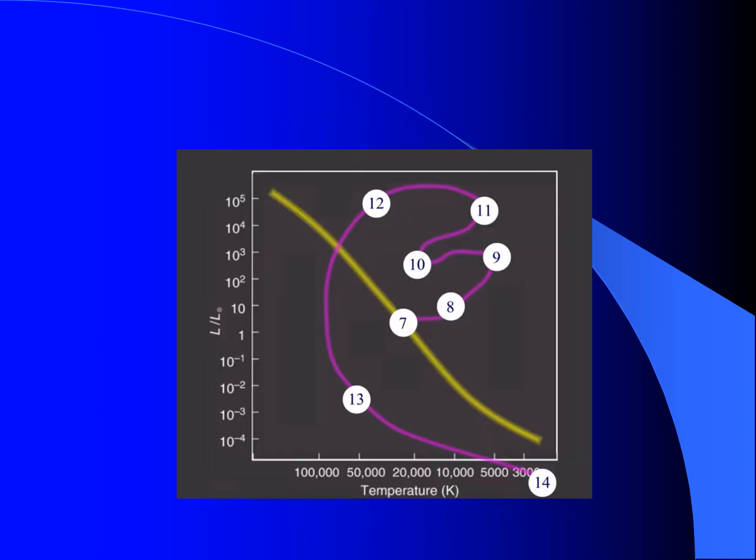Okay, so here again we show you the stages by number. Number 7 is the main sequence star. 8 is your subgiant branch. 9 is your helium flash. Then 10 is your horizontal branch. 11 is your super red giant. 12 is your planetary nebula. 13 is your white dwarf. 14 is your black dwarf. And again, we've never seen a black dwarf.